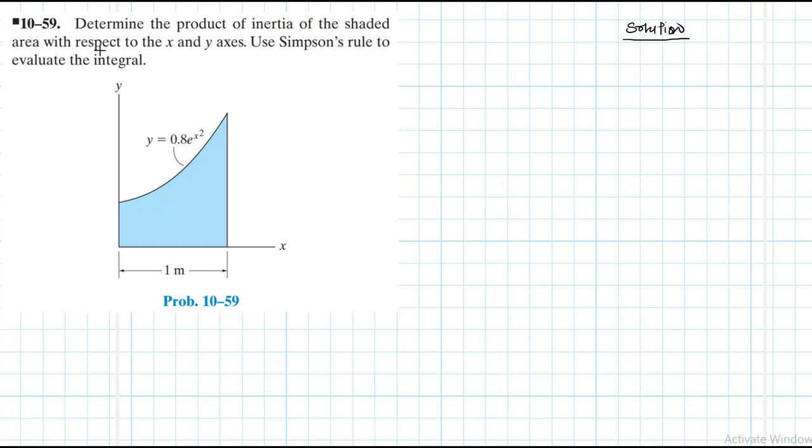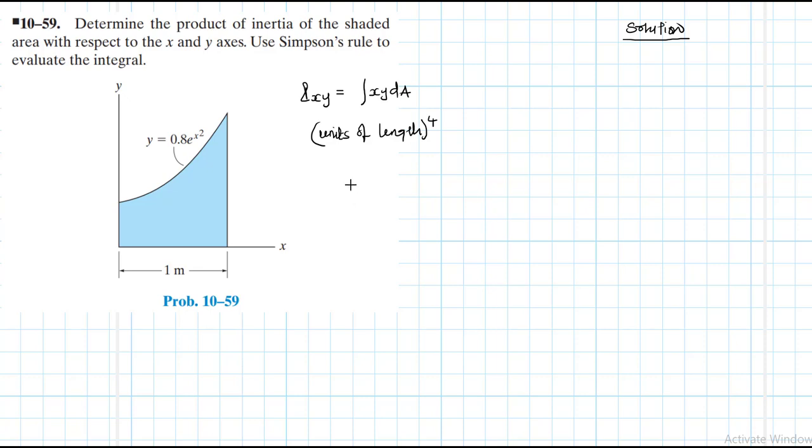And the product of inertia of an area with respect to the x and y axis is defined as I sub xy equal to the integral of xy dA. Okay, and the units that are used for product of inertia of an area are just the same as units for moment of inertia of an area, which are just units of length to the power 4.